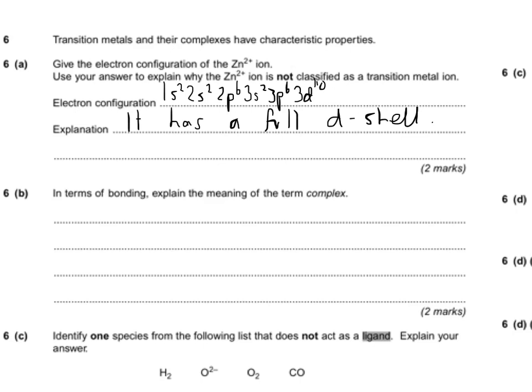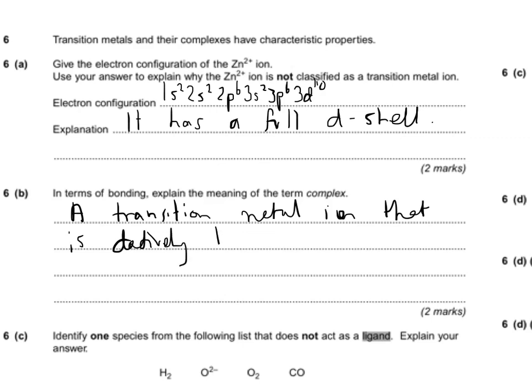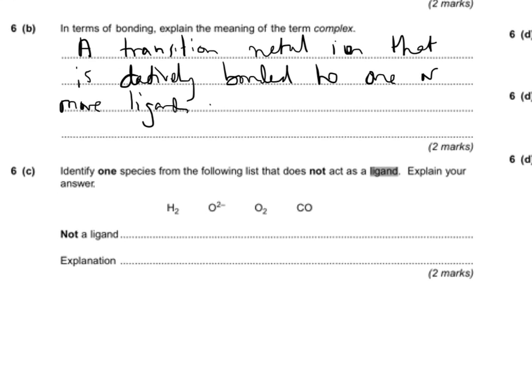So the definition of a complex is a transition metal ion that is datively bonded to one or more ligands. Then it says, identify one species from the following list that does not act as a ligand. Explain your answer.